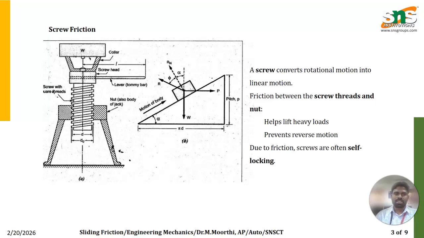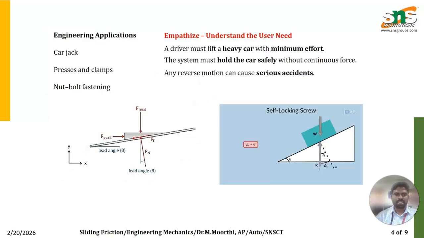That is the application of friction, and it helps lift heavy loads and prevents reverse motion due to friction. A screw is often self-locking. So these are the applications and advantages of screw friction, where we want to lift a weight. Screw friction prevents the reverse motion, that is the backward motion, and with that we can call it a self-locking mechanism.